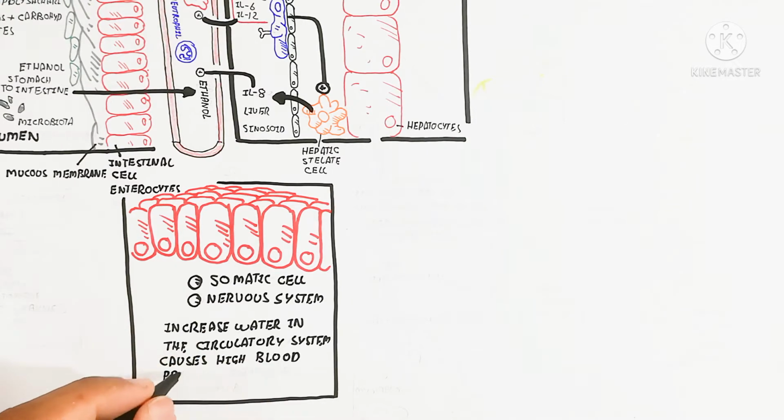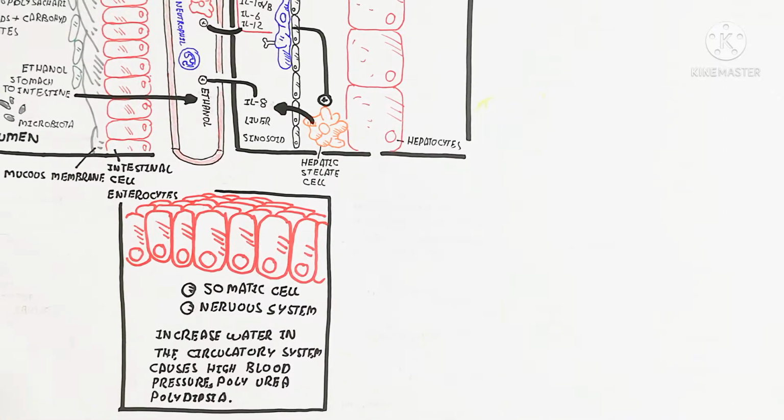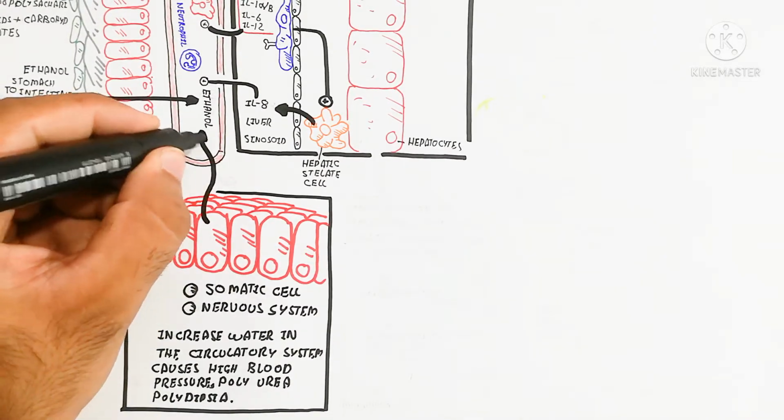One more important thing here is the somatic cell and nervous system. Increased water in the circulatory system causes high blood pressure, and polyuria and polydipsia will occur.